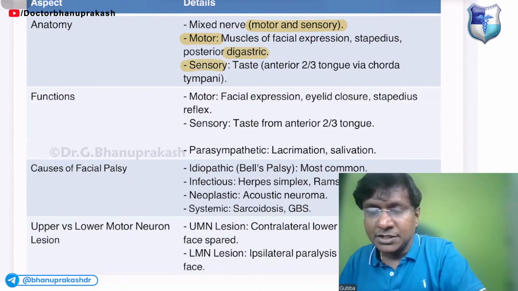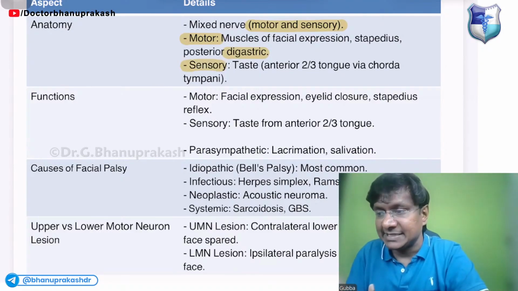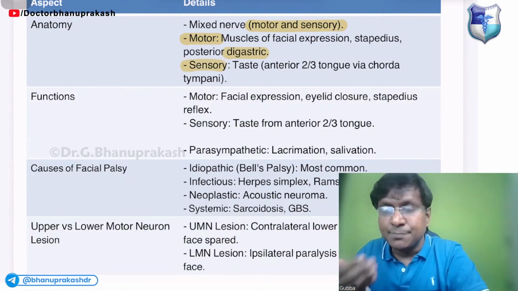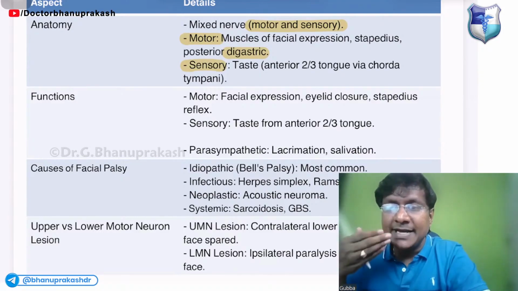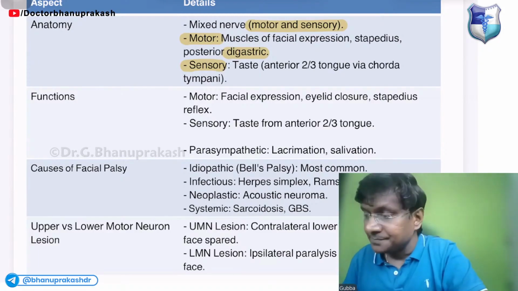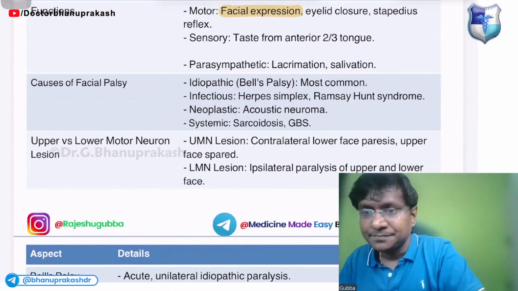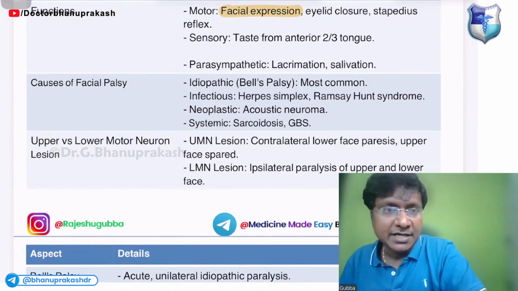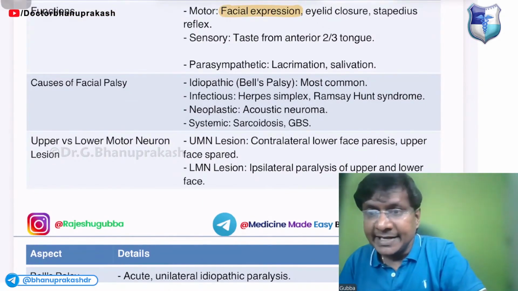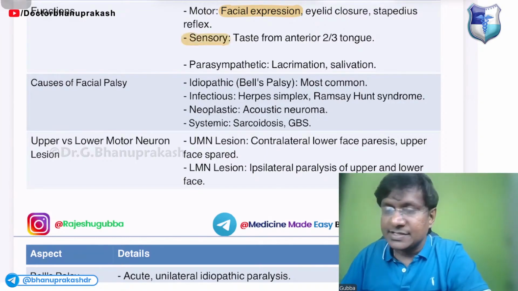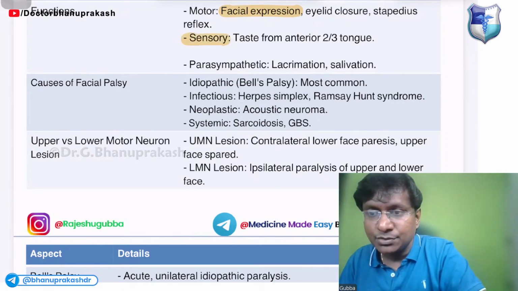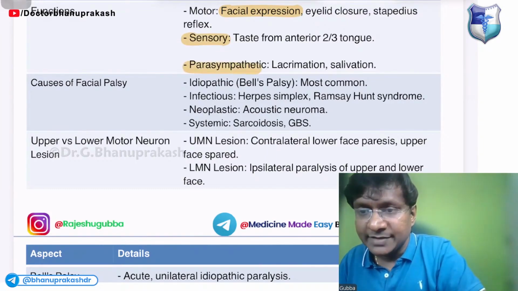The sensory component of the facial nerve is mainly concerned with taste. And that particular taste is brought by the chorda tympani nerve, which is a branch of the facial nerve, and that is mainly from the anterior 2/3 of the tongue. And what is the function of the facial nerve now? That is for facial expression, eyelid closure, and stapedial reflex, which will dampen high intensity sound. And sensory sensations will be taste sensations from the anterior 2/3 of the tongue, and parasympathetic supply is mainly concerned with lacrimation as well as salivation.